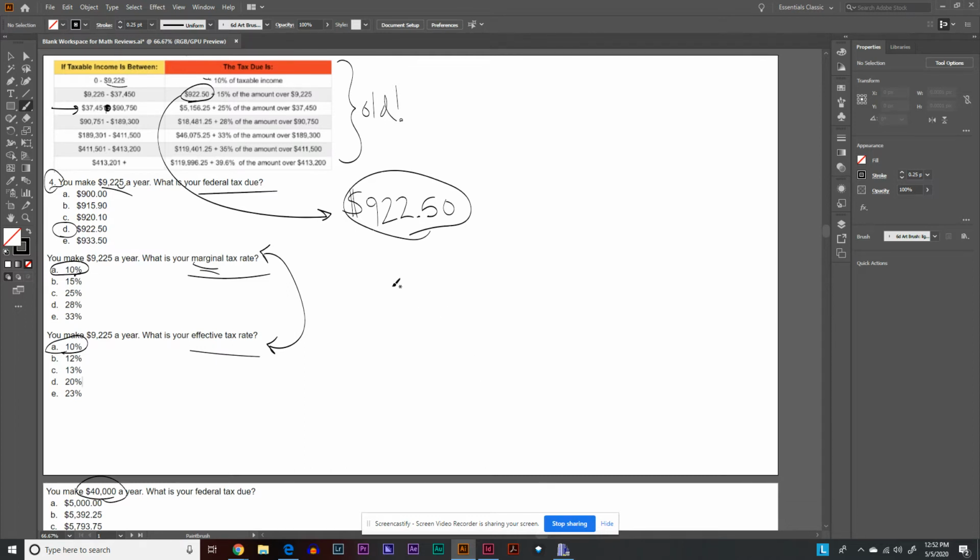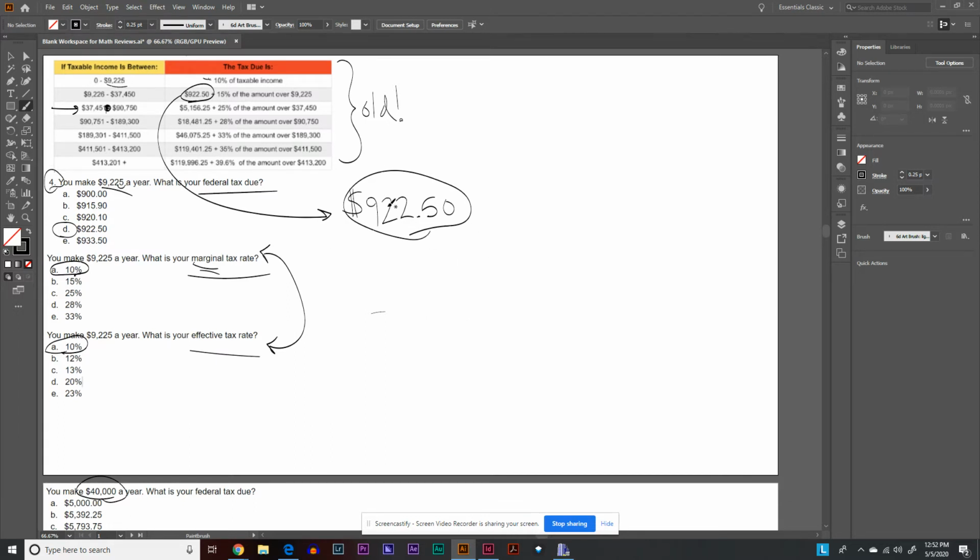Everything we just talked about. Okay, let's jump into that now and do the actual calculation for this. So we make $40,000 a year, right? Nice even number. That's awesome for us. That means that we are going to pay 10% on the first $9,225.